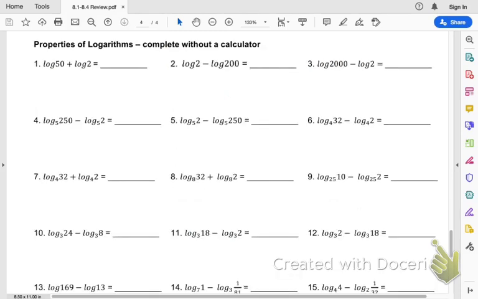The properties of logs, this was the last thing that you guys did, the 8.4. So we're going to combine our knowledge from that, what you just learned, like condensing, and then also evaluating. So all of these are separated by plus signs or minus signs. If you see a plus sign, then what you're going to do is you're going to multiply the numbers inside. So I have log 50 and log 2, and they're separated by a plus sign. So I could write this as log of 100.